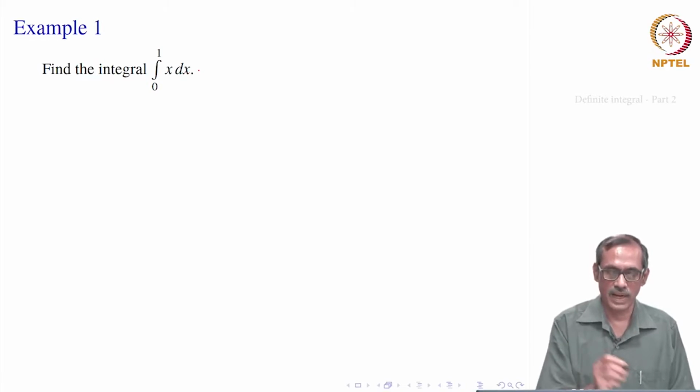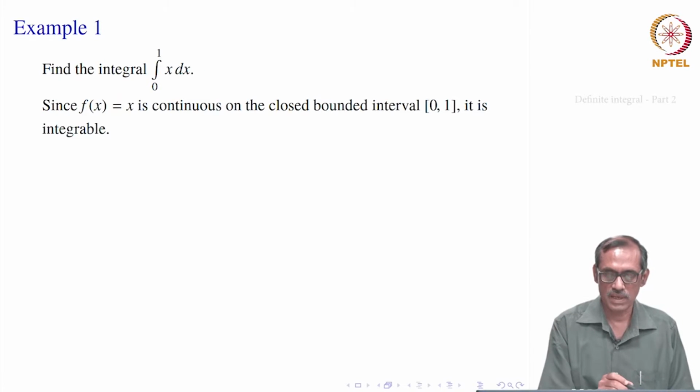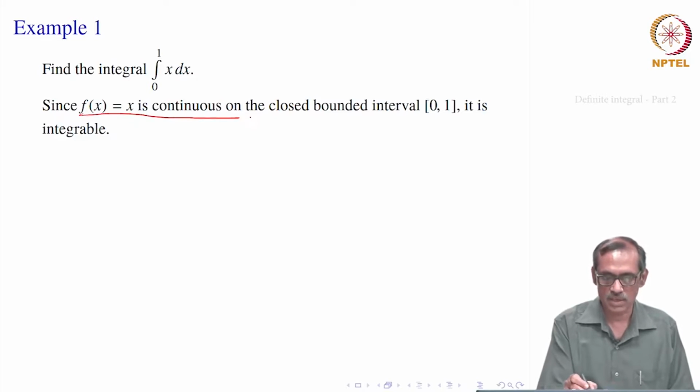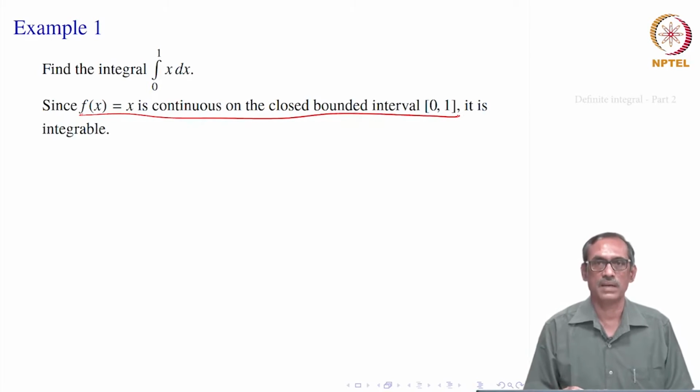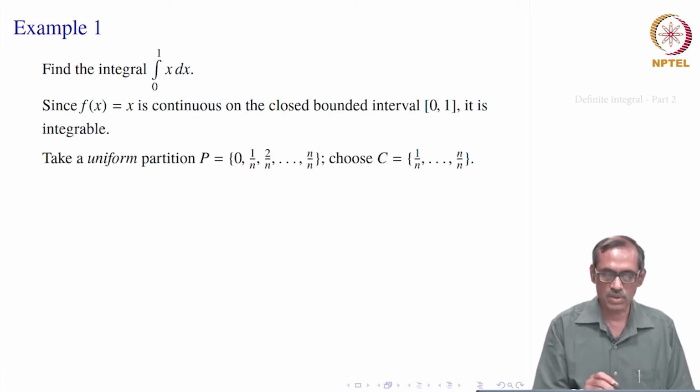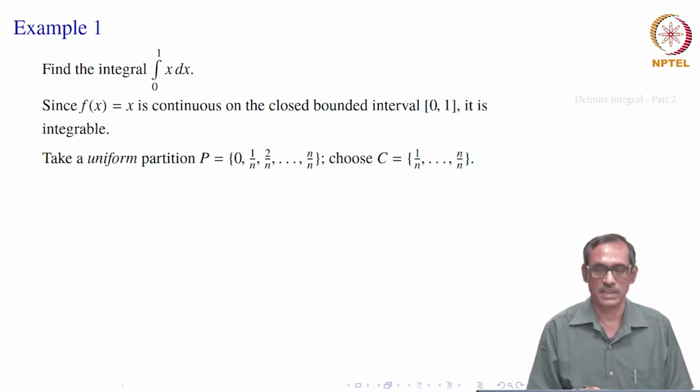So, integral 0 to 1 x dx. So, how do we proceed? First of all, we know that integration is possible, the integral exists. So, what we say, f of x equal to x is continuous on the closed bounded interval 0 1. So, we apply our theorem, therefore, we conclude it is integrable. Then we can choose any partition, let us choose a uniform partition.